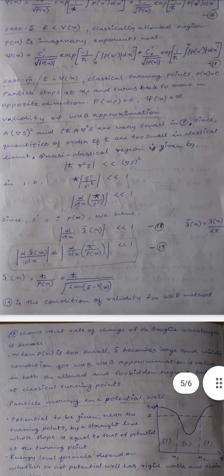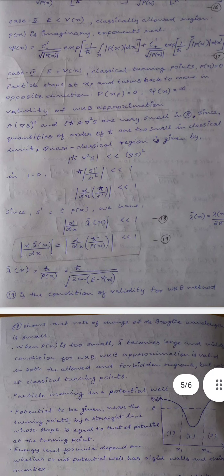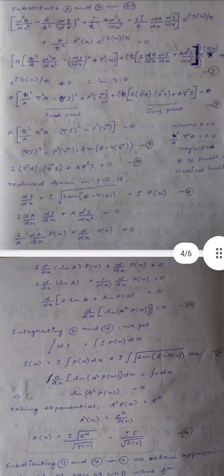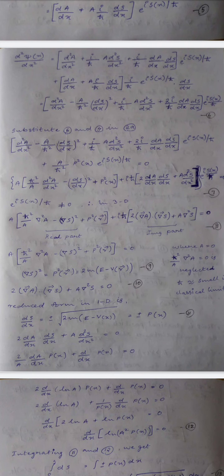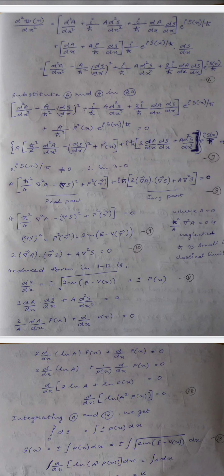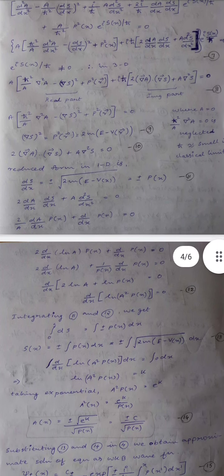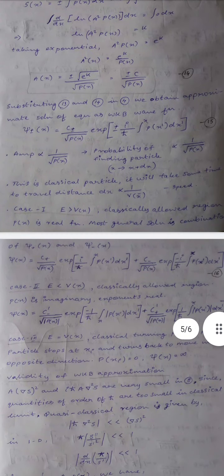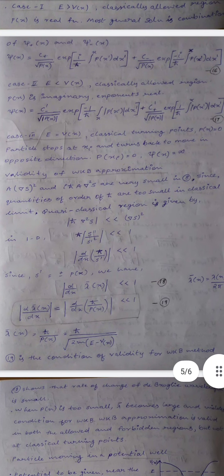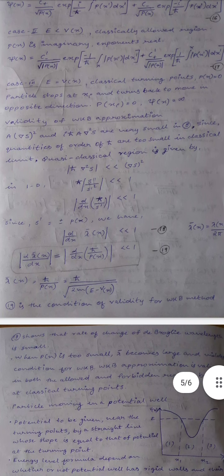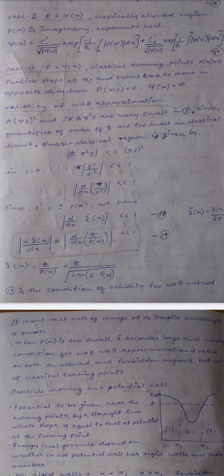Next is the validity of the WKB approximation. How far is it valid? Consider the terms del S squared and i h cut del squared S in equation 8. They are very small since the quantities of order h cut are too small in the classical limit. The quasi-classical region expected is given by the following condition.